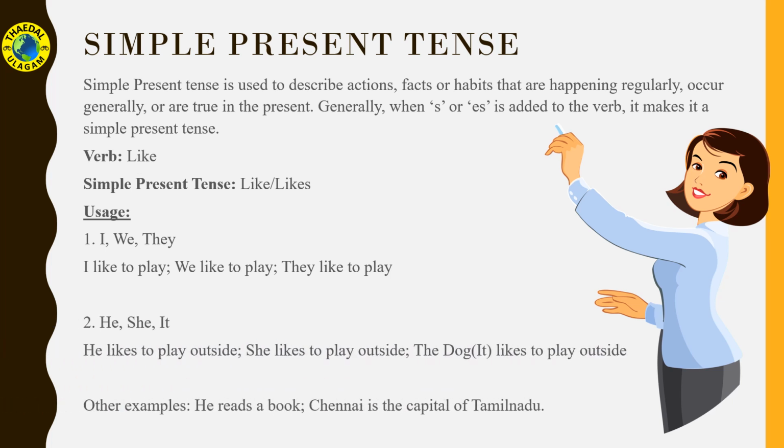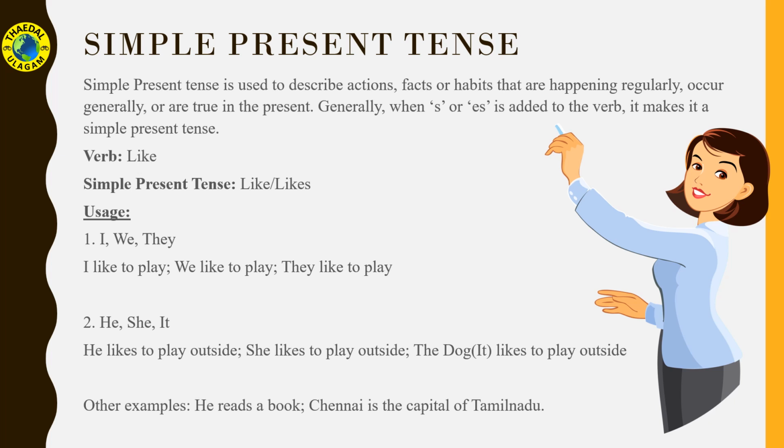Simple present tense. Simple present tense is used to describe actions, facts, or habits that are happening regularly, occur generally, or are true in the present. Generally, when s or es is added to the verb, it makes it a simple present tense. Consider the verb like. The simple present tense of like is like or likes. Take a look at the usage.